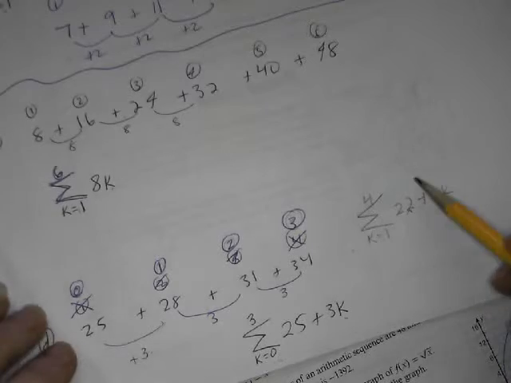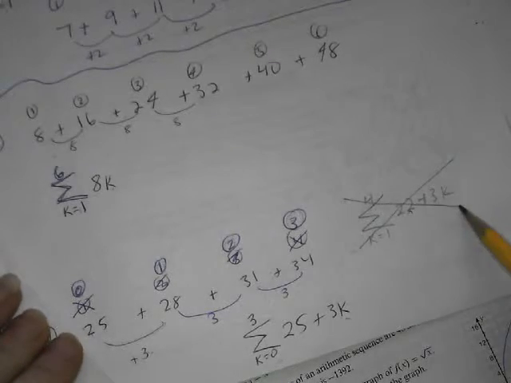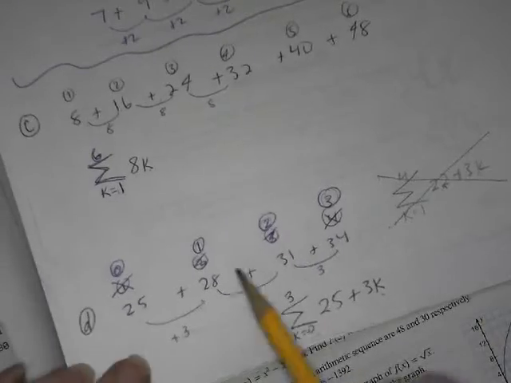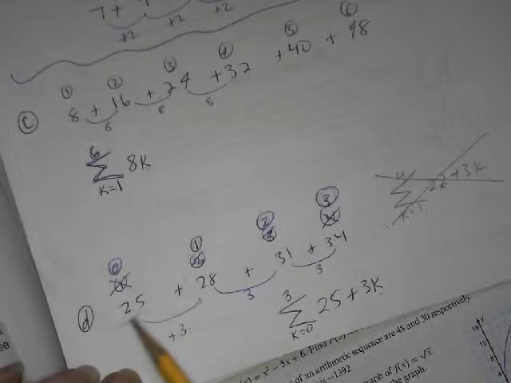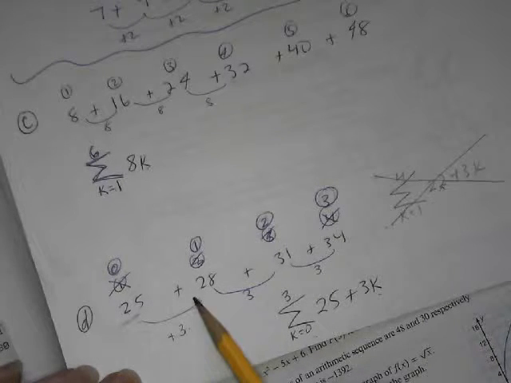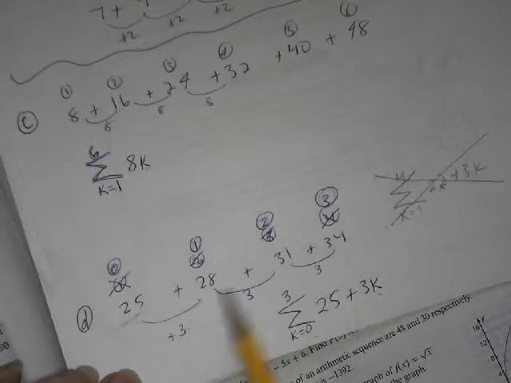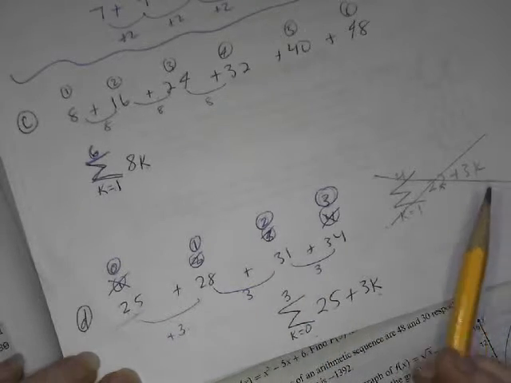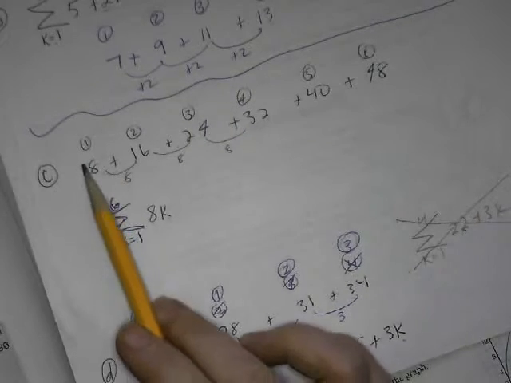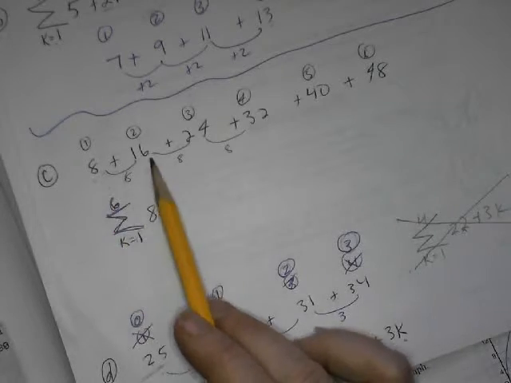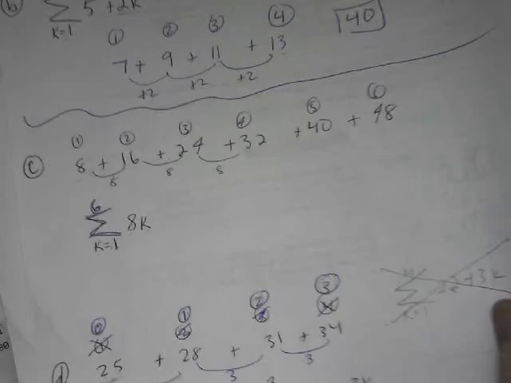Okay. Your book wants you to, if the first term isn't the same thing as the common difference, start at 0. This one we started at 1 because the first term was the same thing as the common difference. That's letter D. I better hurry up.